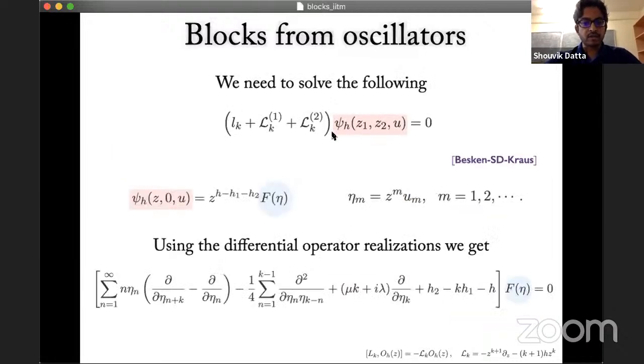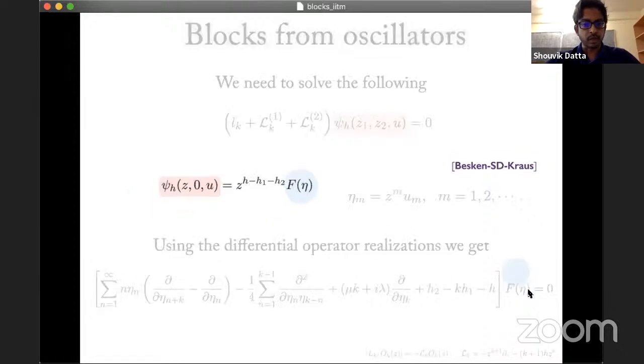Okay, so this gives you a differential equation for this wave function. Okay, and one can write this out in detail, and this wave function can have a scale prefactor over here, and then you have the non-trivial dependence on the cross ratio as well as the oscillators sitting over here. And this is the differential equation which is obeyed. So it's a linear differential equation.